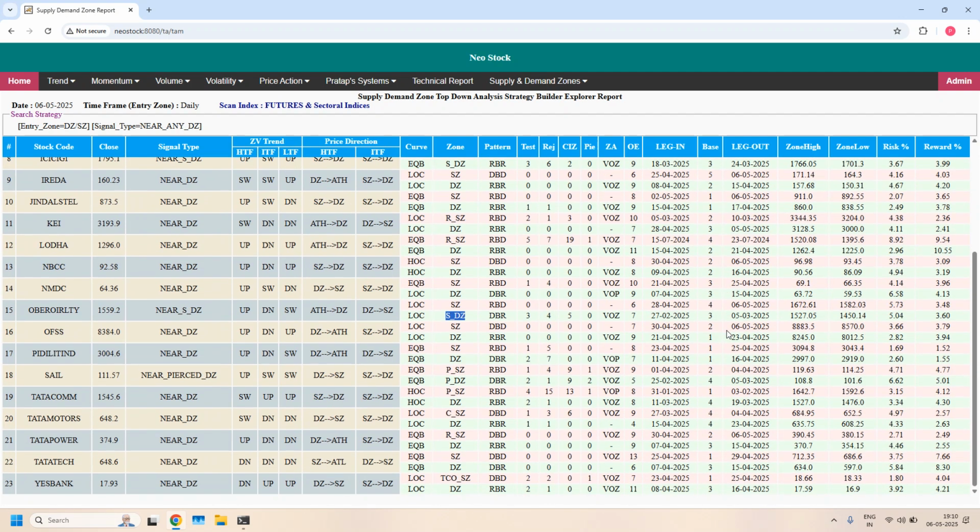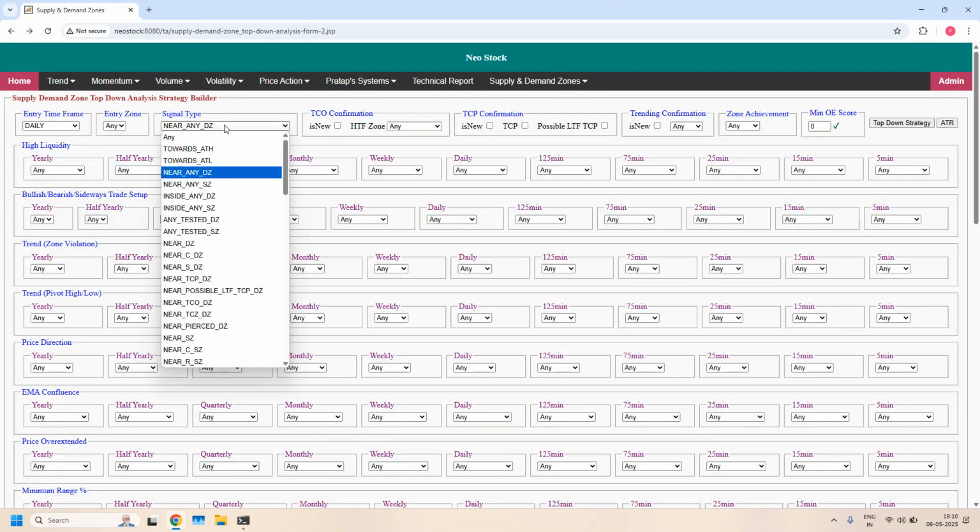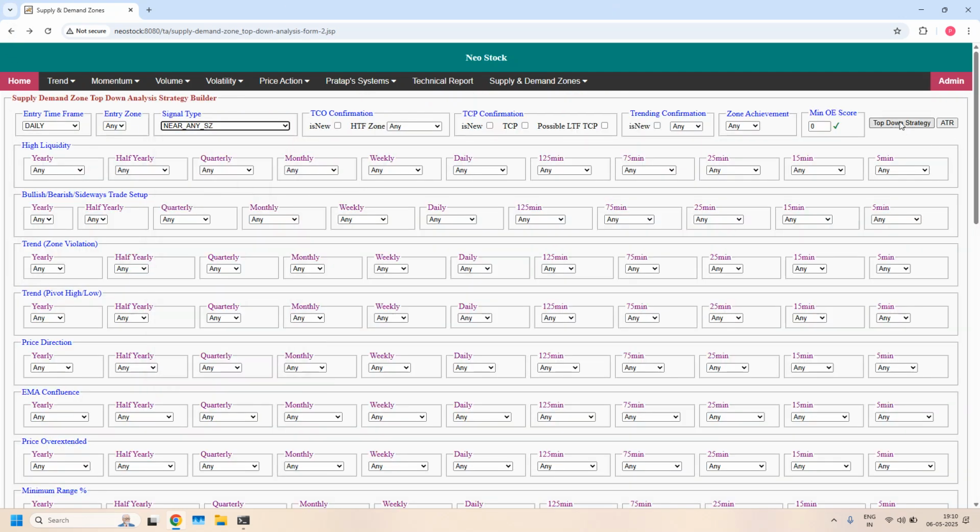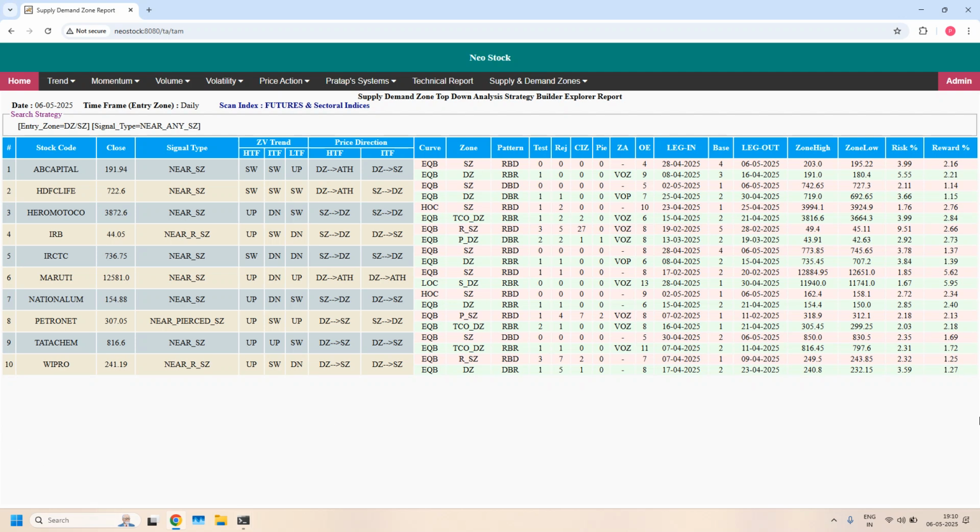Okay. Next, for daily time frame, let us find the stocks near to the daily supply zone. We got 10 stocks. Let us identify high liquidity daily supply zones from this list. IRB is having a daily high liquidity supply zone. And Wipro is having daily high liquidity supply zone. So 2 stocks we identified.